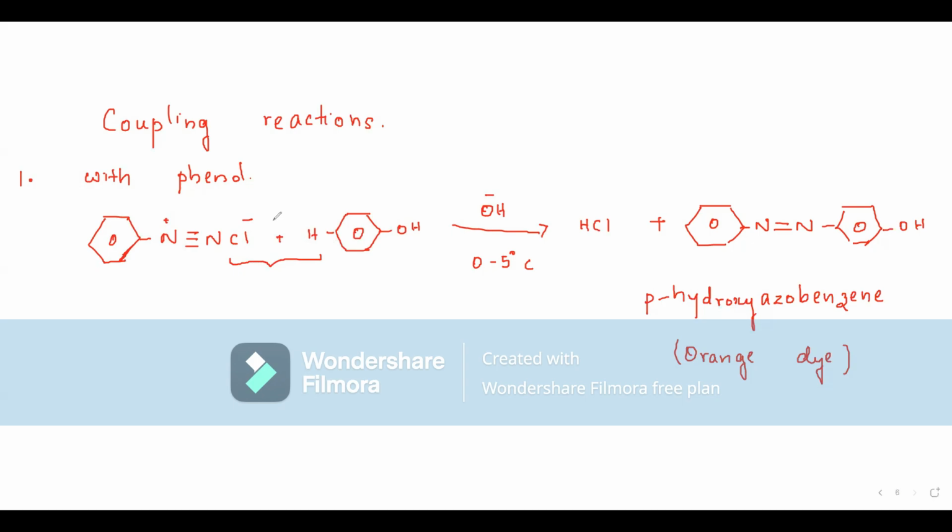Look at the reaction. Diazonium chloride treated with phenol. The para hydrogen of phenol is removed along with Cl minus of diazonium chloride, and you are getting para-hydroxy azobenzene, which is an orange color dye.